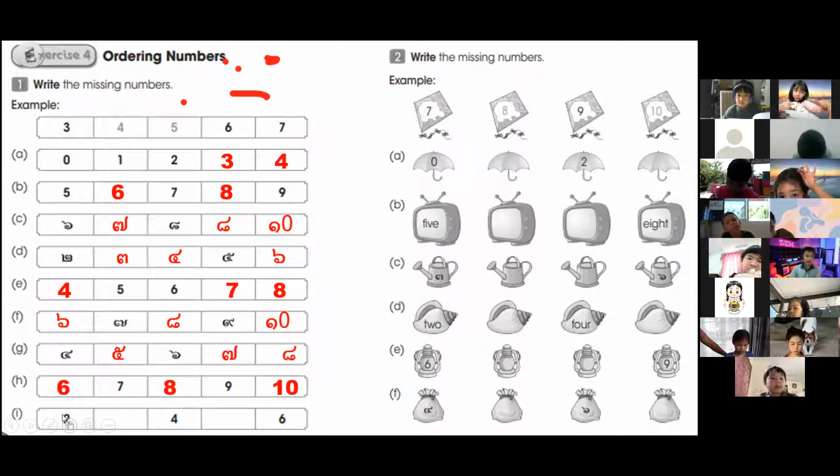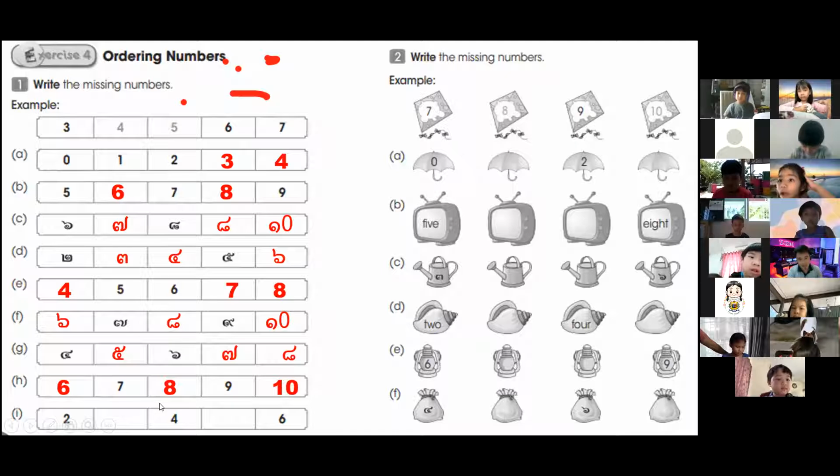Okay, last letter, letter I. Now, what are the missing numbers here? 2 numbers. What's next to number 2? What's next to number 2? Number 3, and oh, it should be number 3.